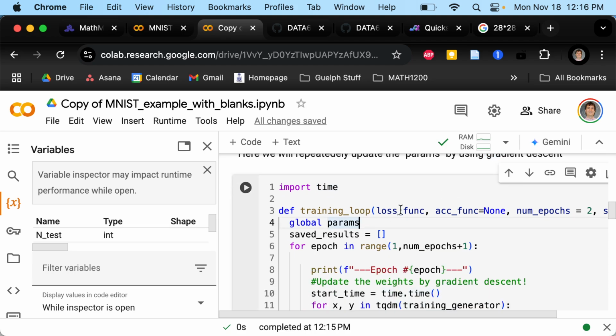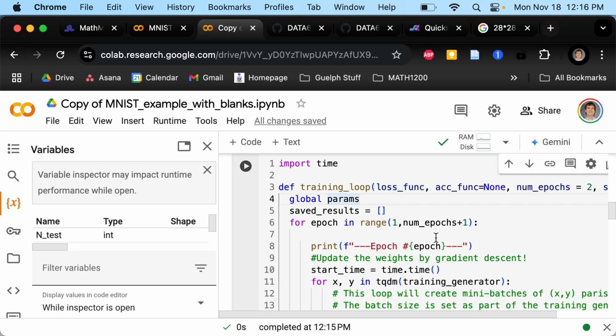So the training loop works like this. Global parameters means please use the global variable parameters. If you're doing actual code and you want to be smart about things, you don't do this global stuff, but just for simplicity, I'm using a global variable. Then I'm saving the results as I go so I can print out a nice graph. Then I have this for loop. Remember I said avoid for loops if you can. This for loop is unavoidable.